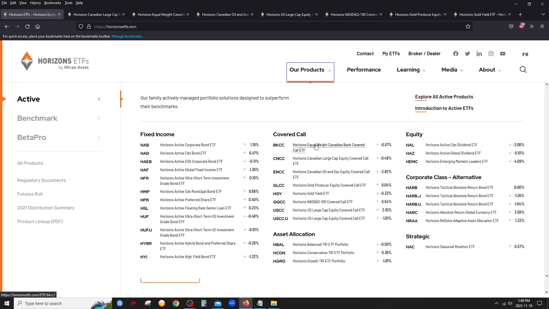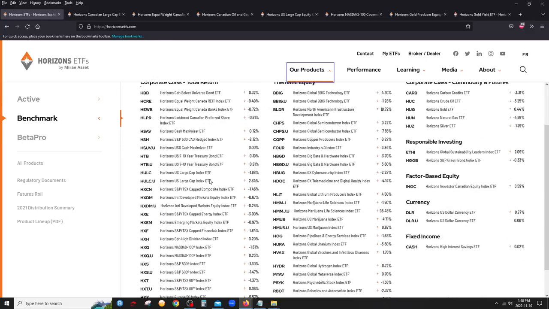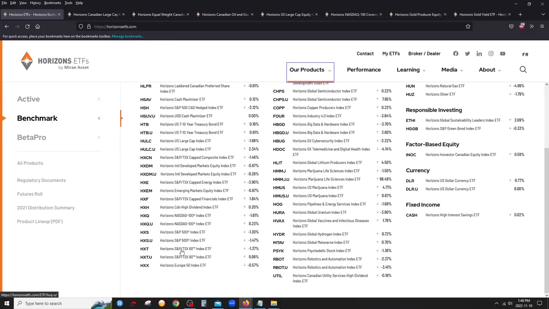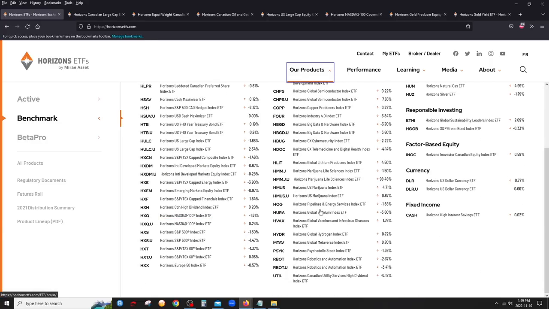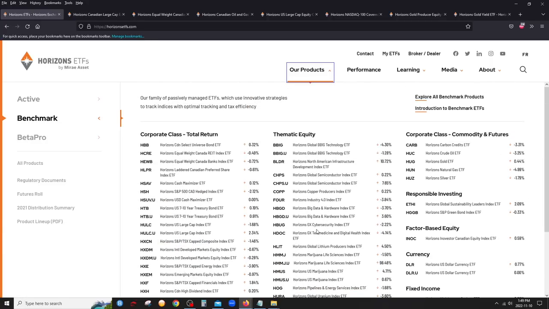But I strongly suggest you go through them. They do have a lot of fixed income, not really interested in that. But if you go to benchmark, they do have a lot of passive index ETFs like an S&P 500 and a Nasdaq, a TSX 60, one for emerging markets, et cetera. So I strongly suggest you take a look at them, especially if you're more of a growth-oriented or total return investor. They also have a lot of thematic ETFs, just like Global X does. It doesn't surprise me because they're basically cousin companies or sister companies, whatever you want to call it.